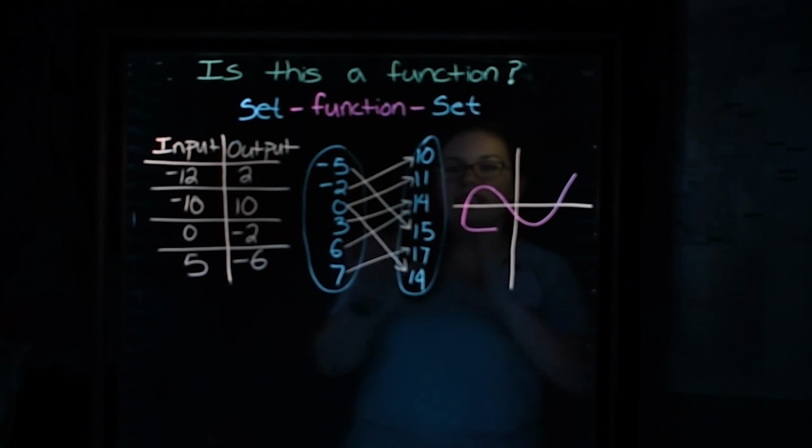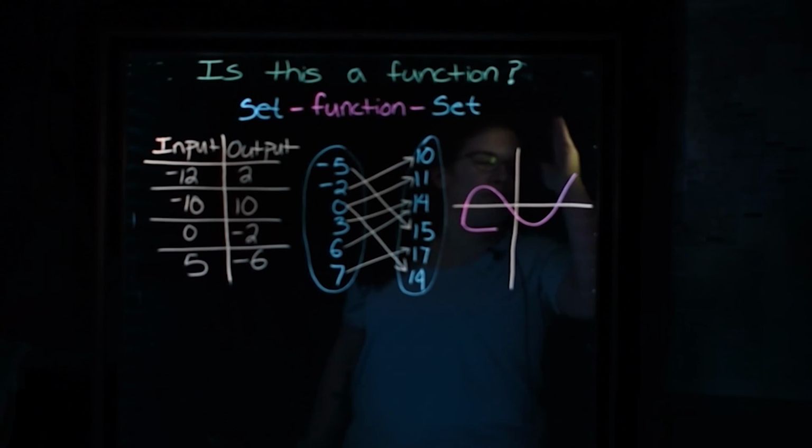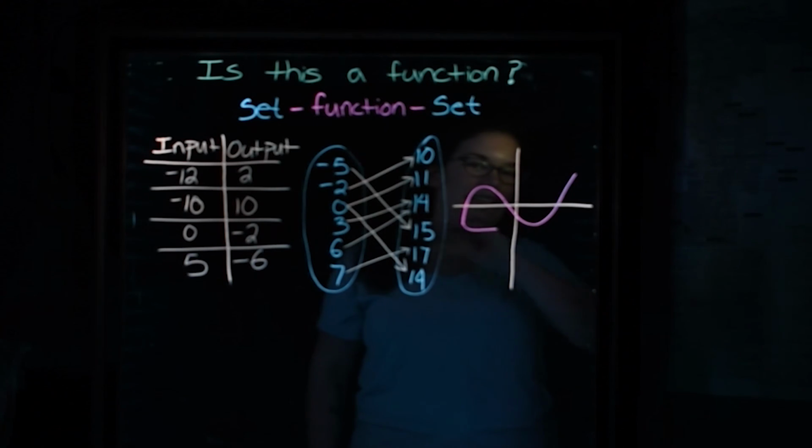So when you have a data set or a table, what you can do is just look at the x's. Make sure they're not repeating. When you have a graph, use that vertical line tool. Use it from one side to the other. Make sure only 1 point hits. If 2 points hit, it's not a function.